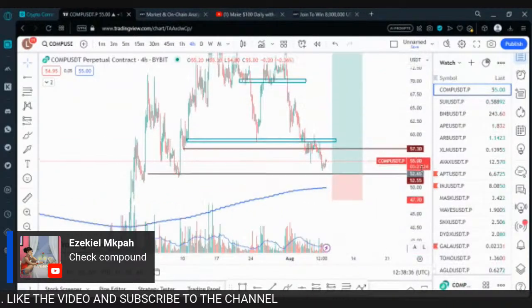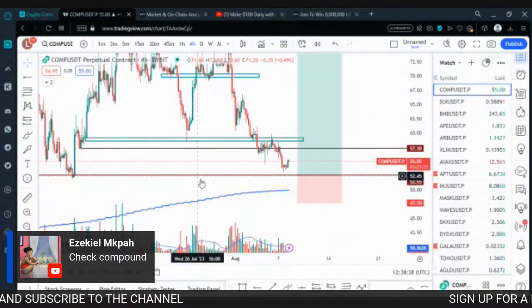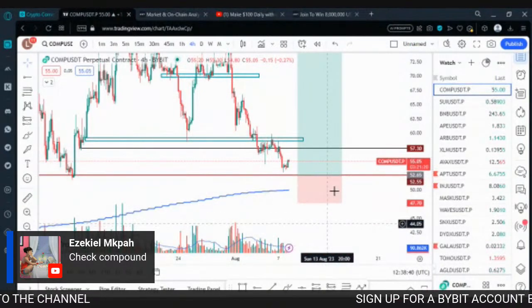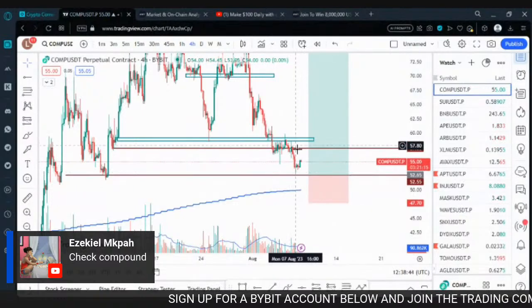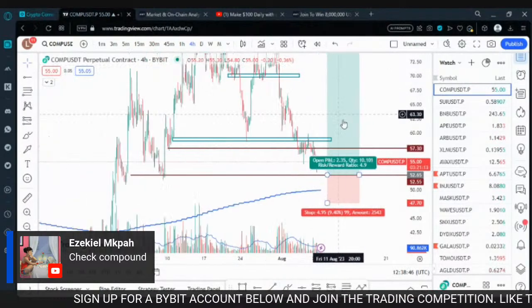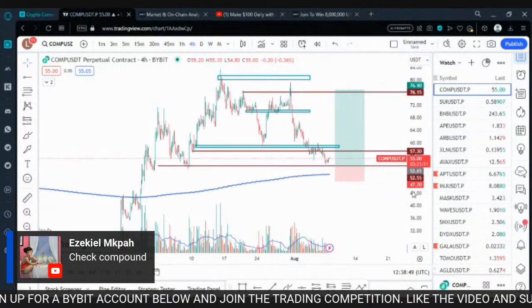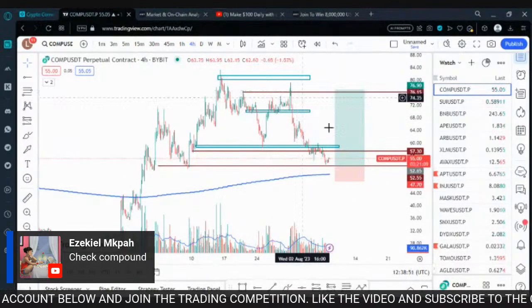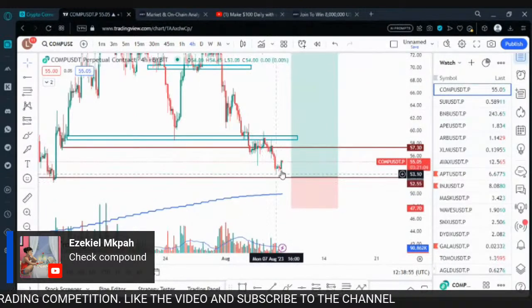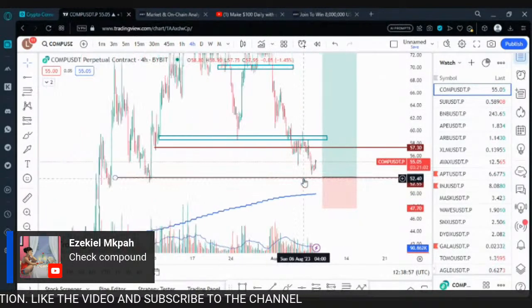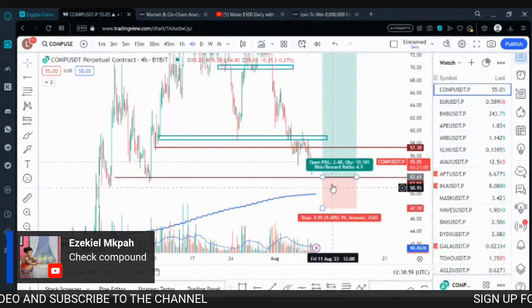So where I'm looking at picking a trade for Compound coin is here, at that $52.6 level. I want to pick a trade here, and then I'll keep targeting until we get up to as high as that level of $76 and thereabout. But where my entry is for Compound coin will be around this area. I want to see a rejection around this area.